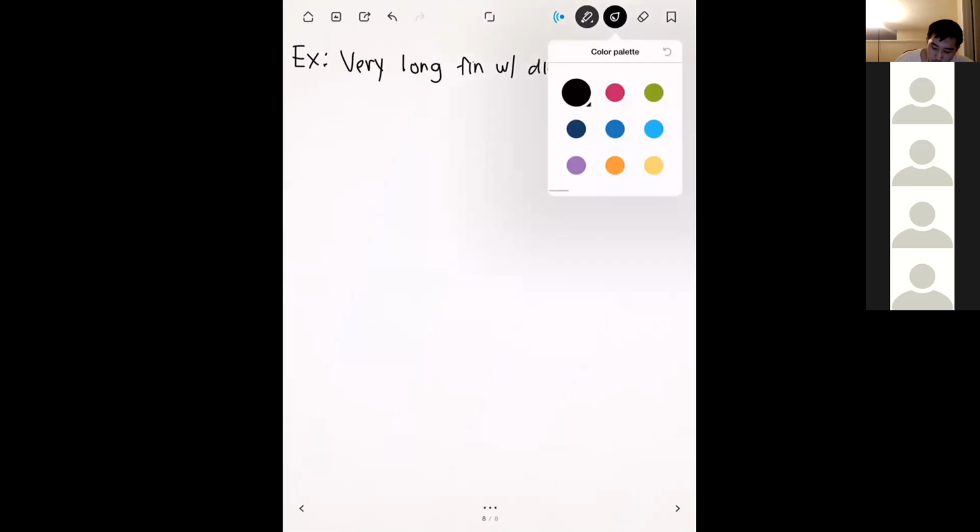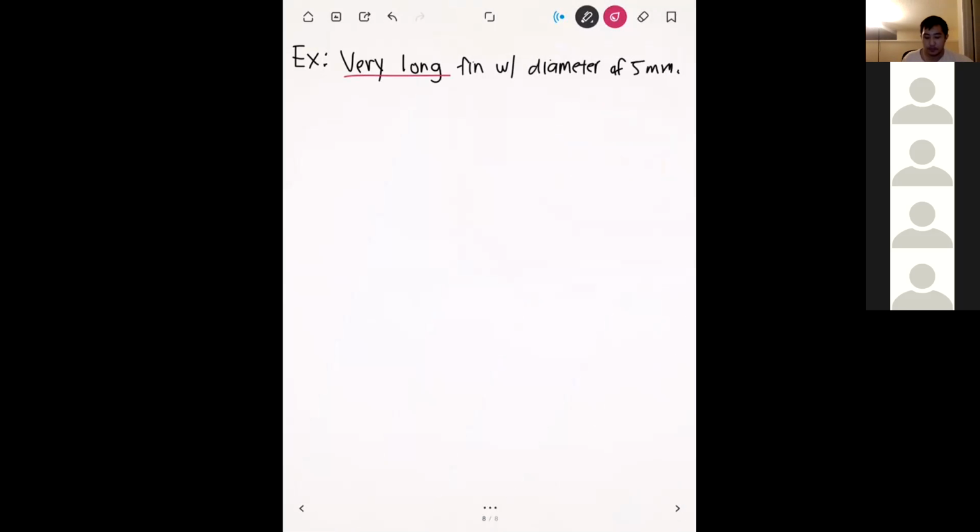The key words so far here are very long, right? If the problem says that the fin is very long, then we can apply condition 4, which is great because that's our simplest condition. Another thing we know is that the base of the fin is maintained at 100 degrees Celsius. So this tells us that Tb, the temperature at the base, is 100 degrees C.